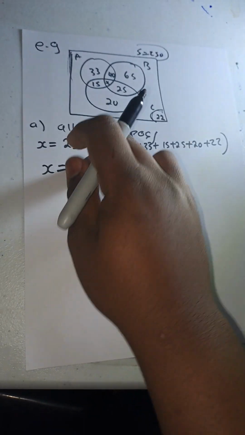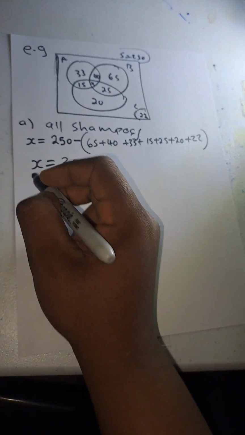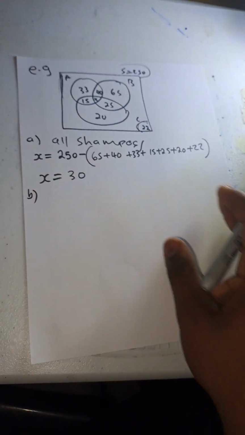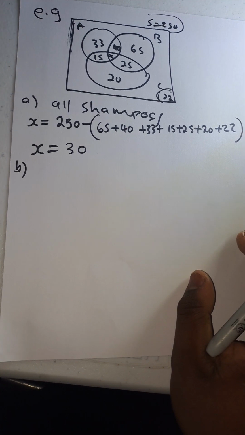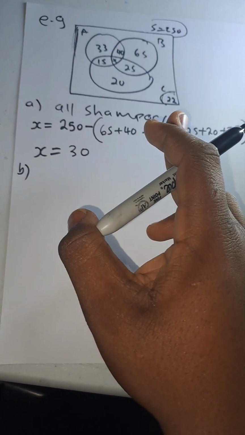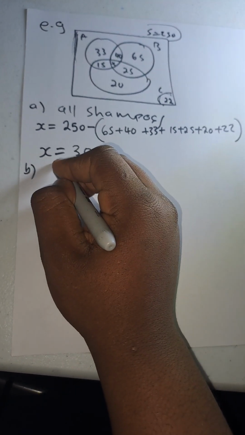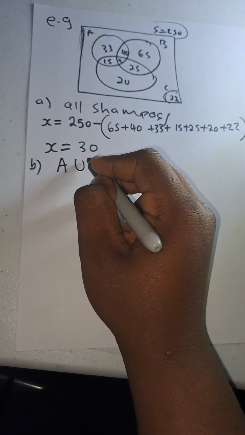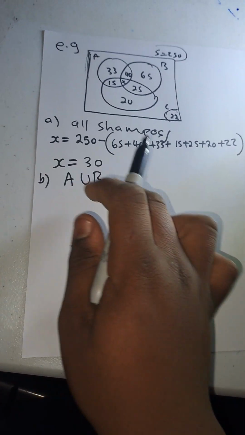So 30 people like shampoo A, shampoo B, and C. They like all the shampoos, right? So now let's go to the next question. I'm gonna do a few questions in here. Determine the probability of randomly picking a person that likes shampoo A or B. So now they're saying shampoo A or B.